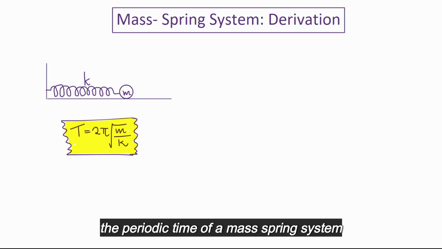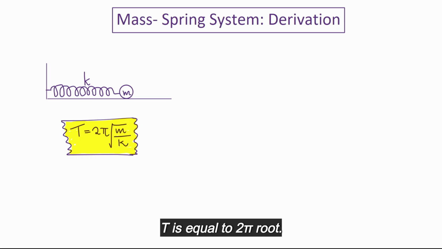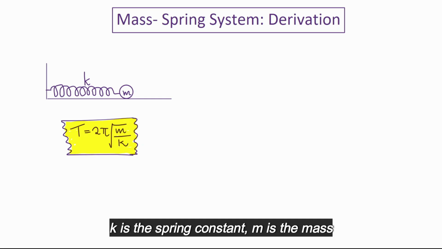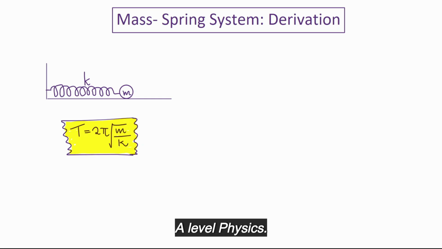Now, the periodic time of a mass spring system is given by the formula T equals 2π√(m/k). T is the periodic time, k is the spring constant, m is the mass, and you need to know how to derive this for A-level physics.